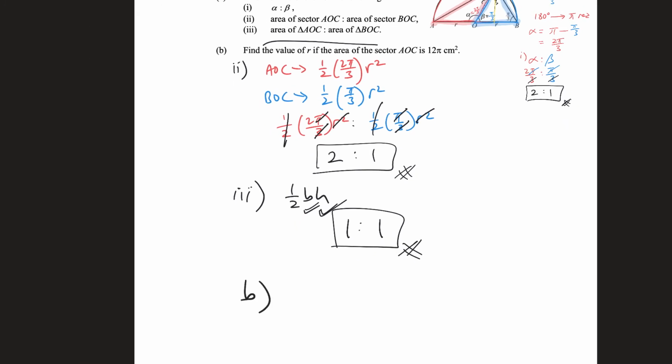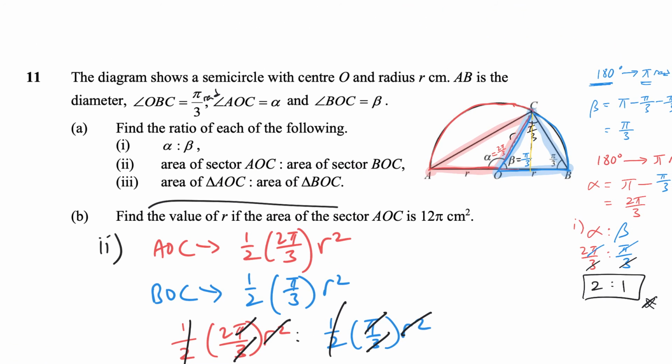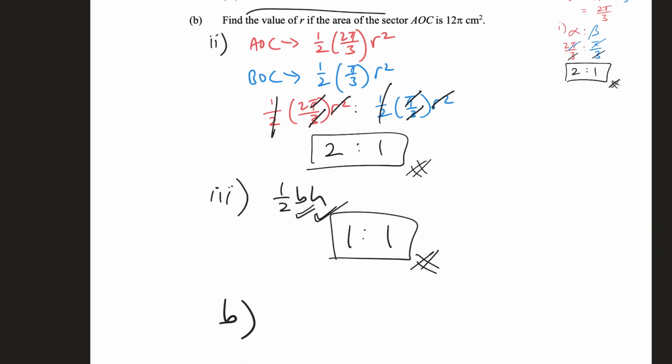Part B. Find the value of r if the area of sector AOC is 12 pi cm squared. So we go back to the area of sector AOC, this sector, and we've actually found the formula for it, and they're just saying now that this is equal to 12 pi. So let's just copy it down. They're trying to say that this is equal to 12 pi. Find the value of r.